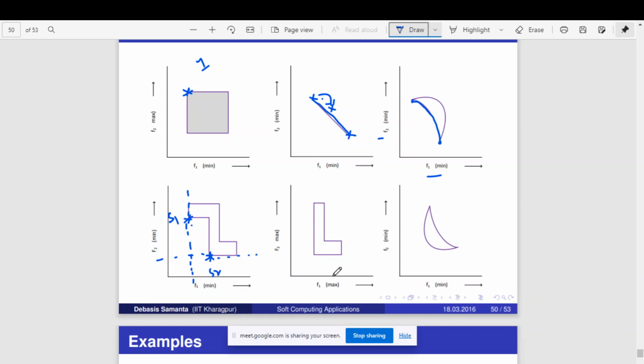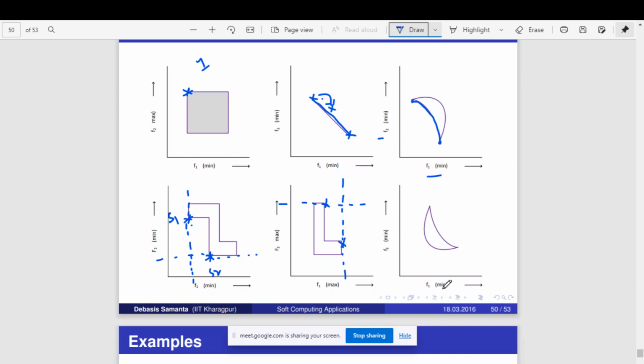This is F1 max. F1 we want to maximize, so that is this point. F2 also we want to maximize. So what is the Pareto optimal front here? Yeah, these two are the Pareto optimal front. Okay, but not this line.